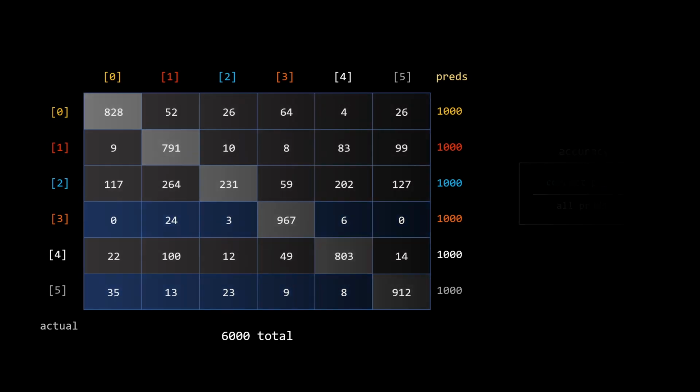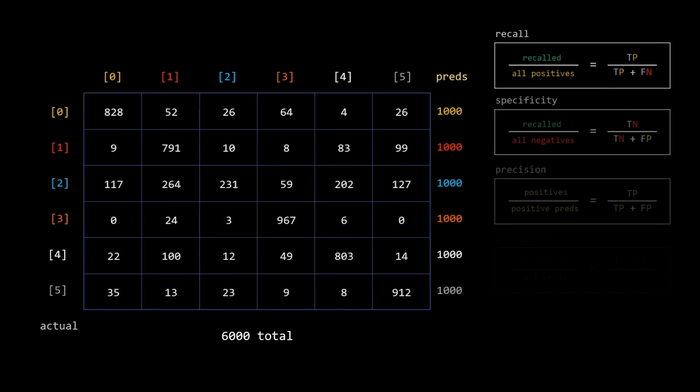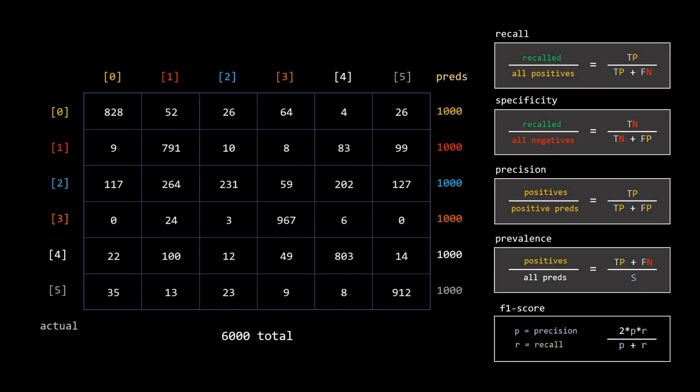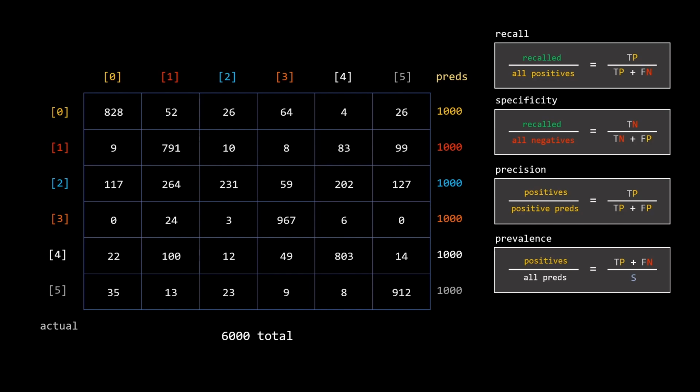Now, what about the other metrics? How will they apply to this multi-class situation? Well, for a moment, we can just focus on the top four and ignore F1 score, because if you get recall and precision, you can get F1 score. Now, the idea is, as long as you identify what your positives are and what your negatives are, then you can calculate these metrics.